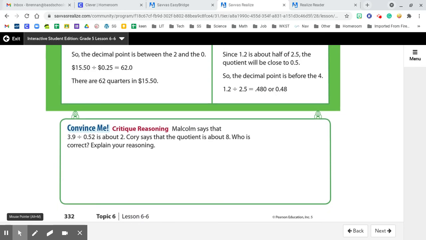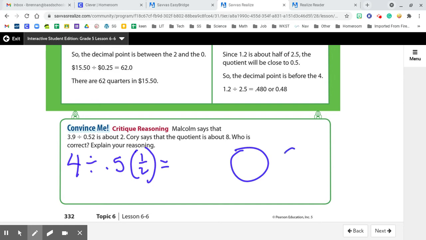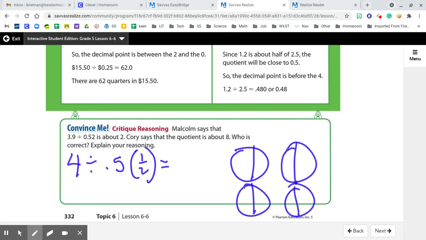Malcolm says that 3.9 divided by 0.52 is about 2. Corey says the quotient is about 8. Who is correct? Explain your reasoning. So if we use our compatible numbers, we're going to say 4 divided by 0.5, which is equal to 1/2. How many halves are there in 4? Well, if I have 4 objects and I divide them all into halves, how many halves do I have? 1, 2, 3, 4, 5, 6, 7, 8. So Corey's going to be right. The answer is going to be about 8.